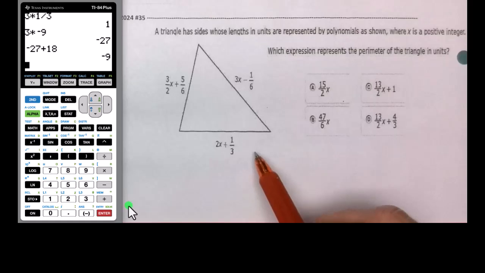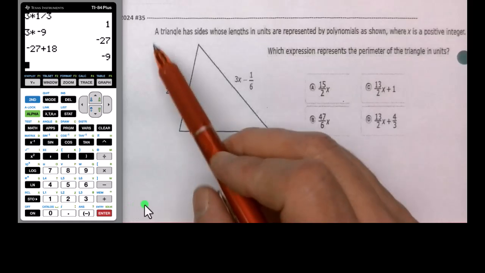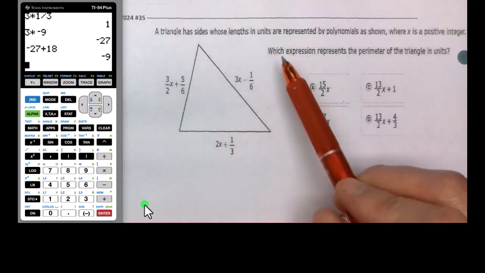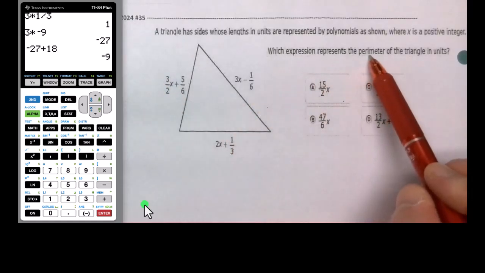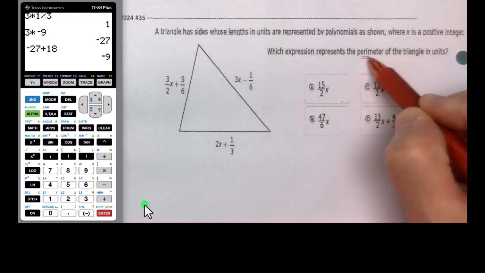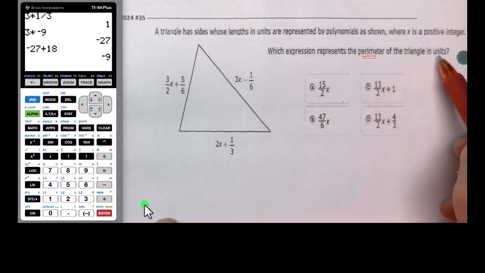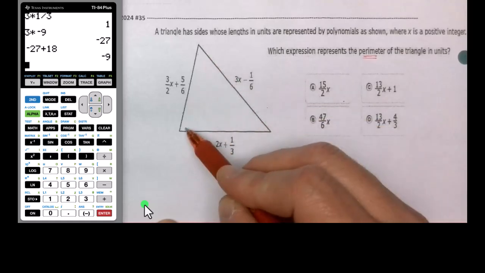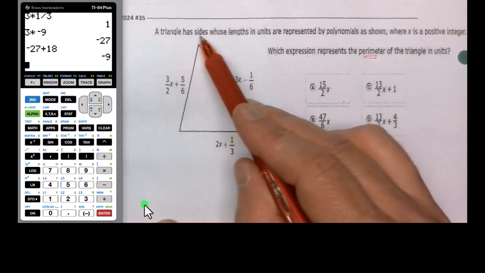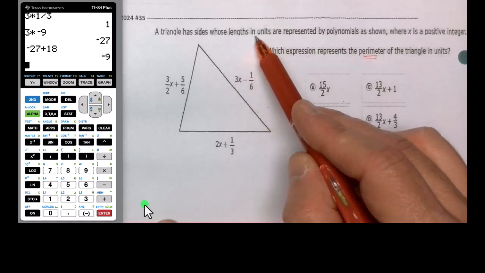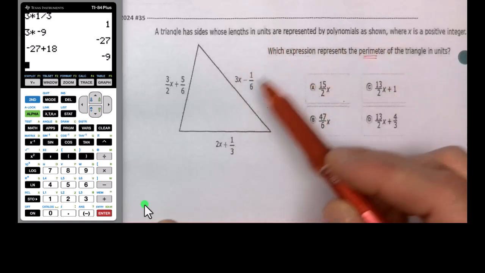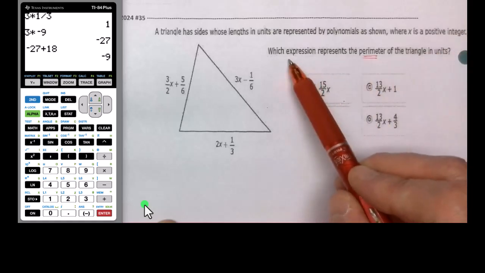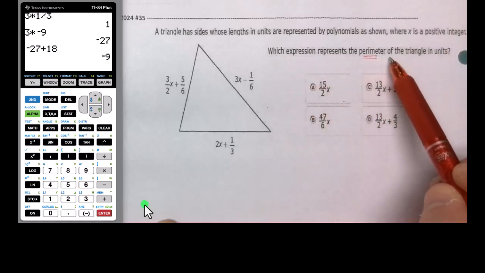Here's the problem for question 35 of the 2024 exam. And it says, which expression represents the perimeter of the triangle in units? Remember, perimeter is the sum of all the sides. So a triangle has sides whose lengths in units are represented by the polynomial as shown where x is a positive integer. Which expression represents the perimeter?